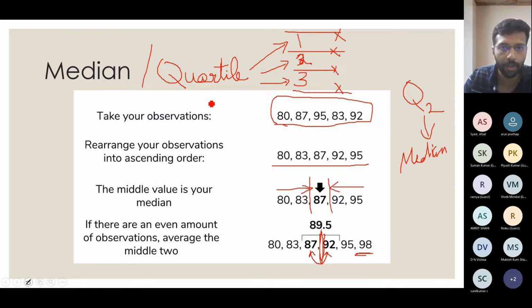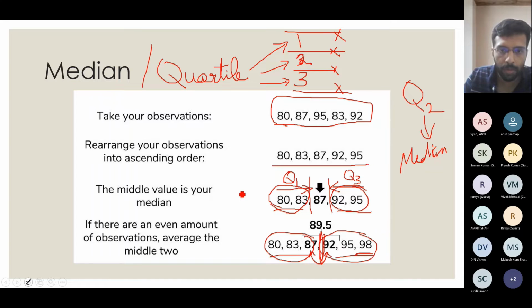Now, how to find the first quartile and third quartile? I have divided my data into two parts, a left half and a right half. Again here also I have a left part and a right part. What you have to do is take the left part or the right part and find the median of that again. The median of this part will give you Q1 and the median of this part will give you Q3. Similarly for this data, you split your data into two. The median of this part will give you Q1 and the median of this part will give you Q3.